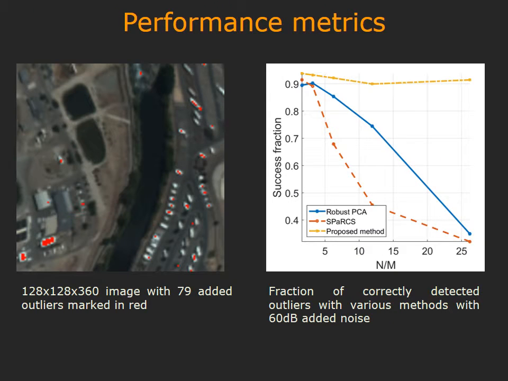Our method also outperforms other compressive sensing techniques which jointly recover a low rank and sparse matrix, such as SPARCS and robust PCA. The image on the left shows the test image we used for characterizing the performance of various algorithms. We created the image by forcing the image to be low rank and sparse with 79 outliers.